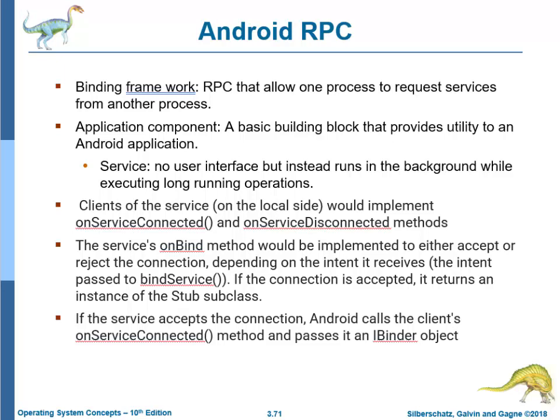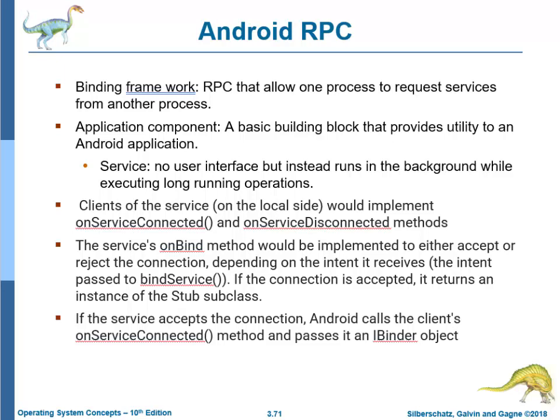The clients of the service on the local side would implement the onServiceConnected and onServiceDisconnected methods, so they can be notified when a successful connection to the remote service is established and when it goes away. They would then call bindService to set up the connection. The service's onBind method will be implemented to either accept or reject the connection, depending on the intent passed to the bindService function call.